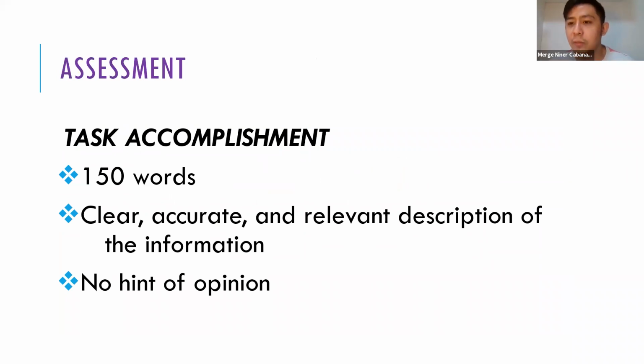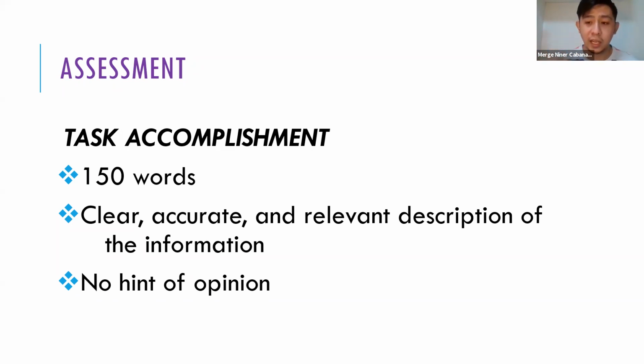Assessment examiners will be assessing your performance based once again on your task accomplishment. So how are you going to accomplish your task? Well, you have to follow the direction. The direction clearly states that for you to complete the task, you have to write a minimum of 150 words. So 150 words is our threshold. 150 words is the minimum number of words that you must accomplish.